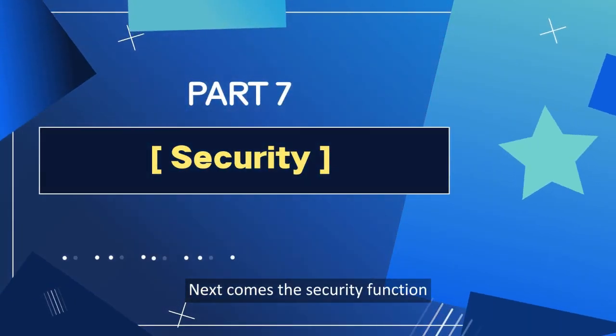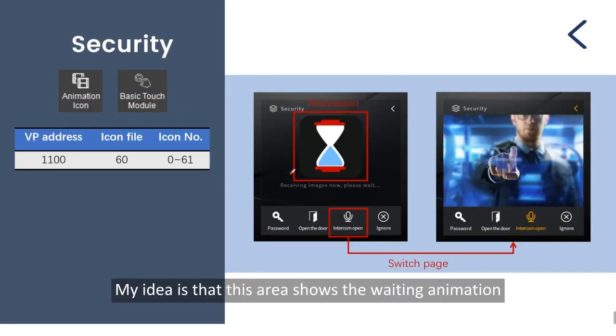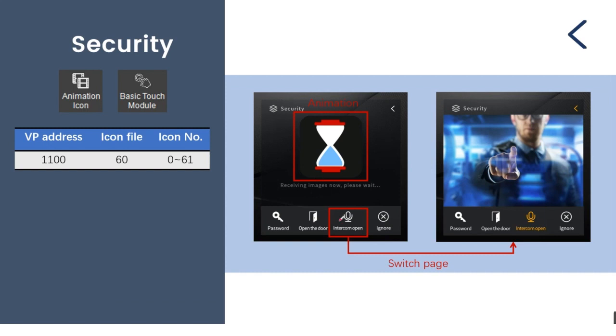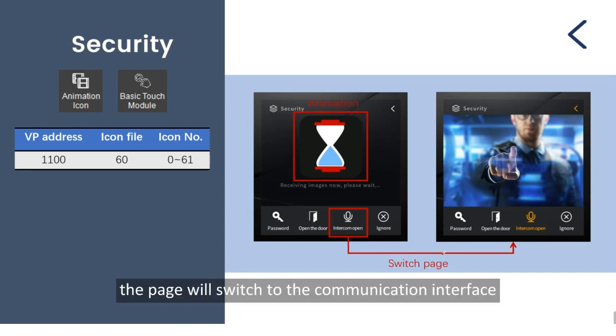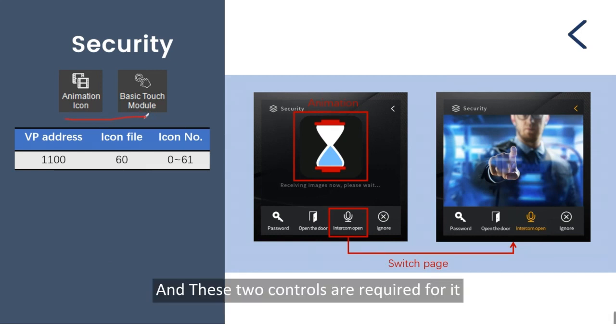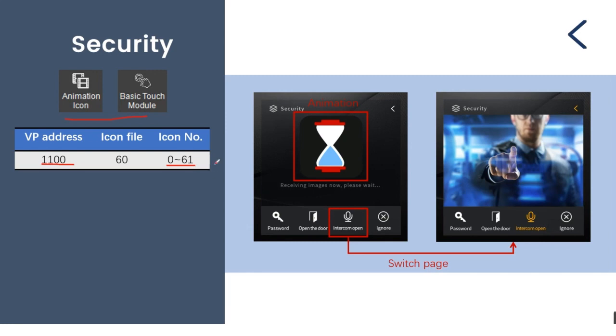Next comes the security function. My idea is that this area shows the waiting animation. Click on the intercom button, the page will switch to the communication interface. And these 2 controls are required for it. The VP address is set to 1100. This is the ID of the animation icon.